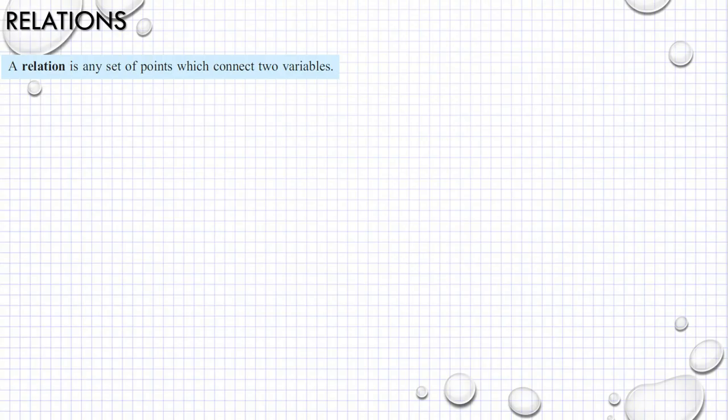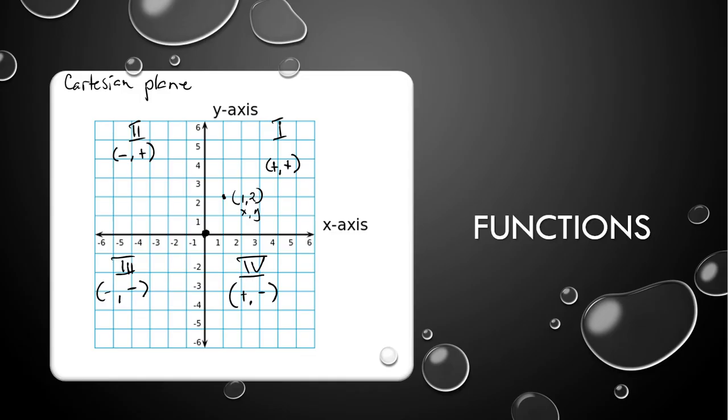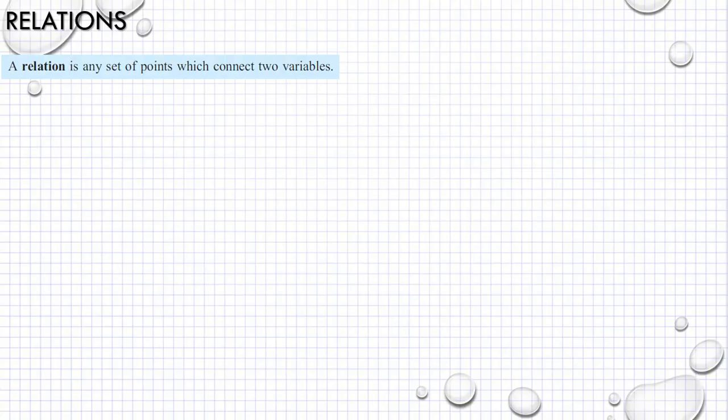Now let's define relations, because relations are very related to functions. A relation is any set of points which connect two variables. So if I'm going back to my Cartesian plane here, this is a point, this is another point, this is another point, and another point there, and another point. Those are relations. It doesn't have any order when we call them relations, as long as you have any set of points.